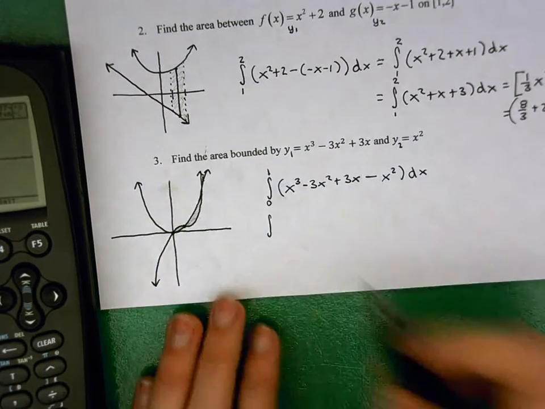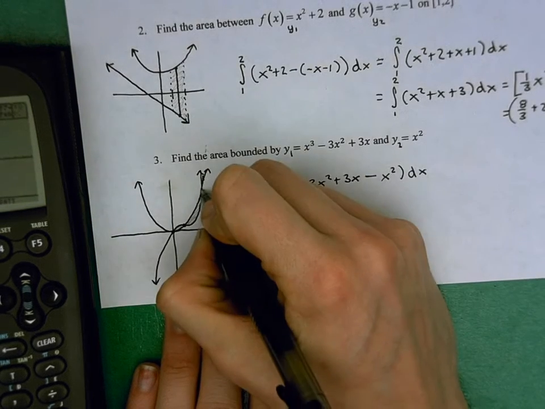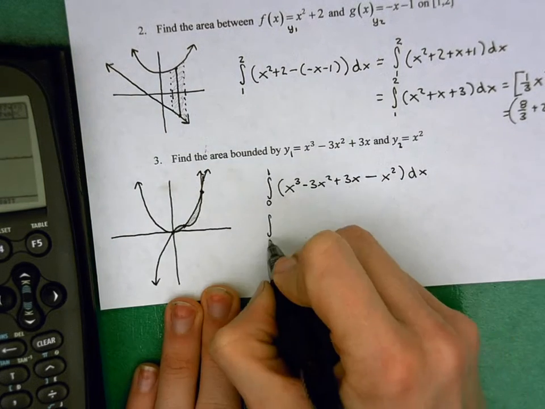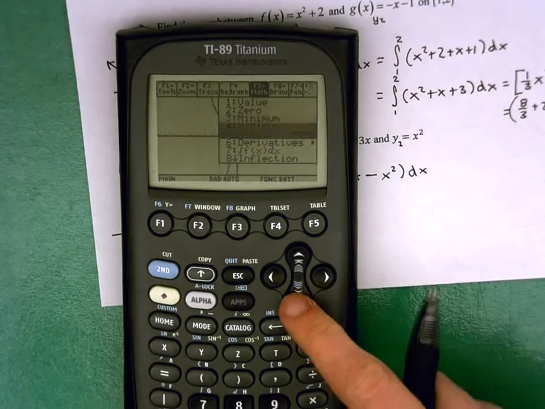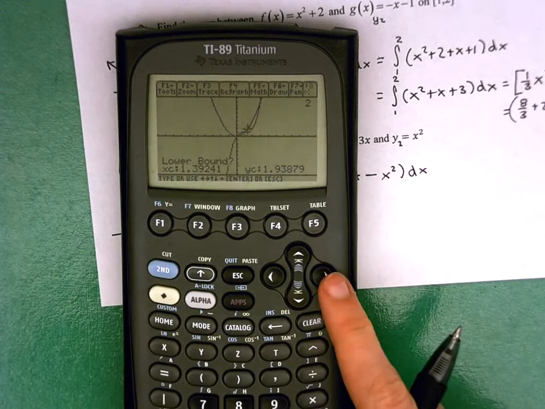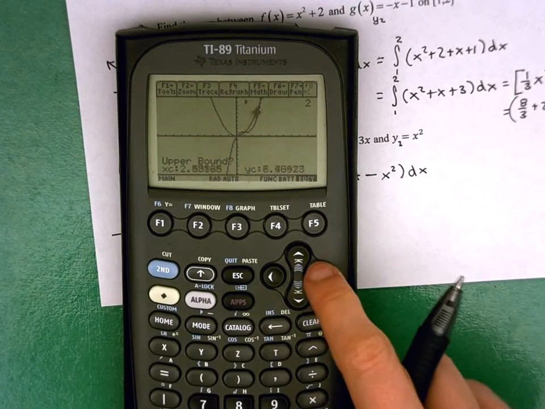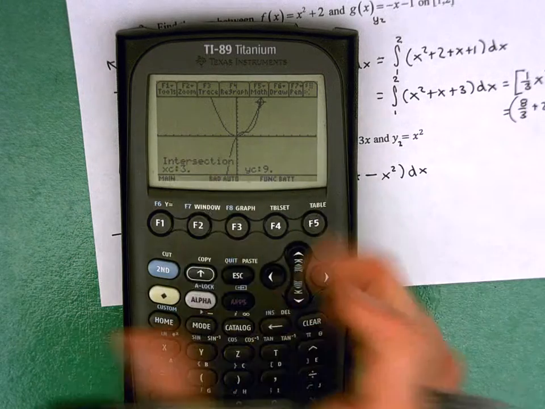Okay, and then same thing for this second region. This intersection now and the top intersection, we already know this intersection is 1. And the top intersection, 84 is second calc, 89 is F5. First curve, second curve, lower bound and upper bound. And we get intersection at 3.